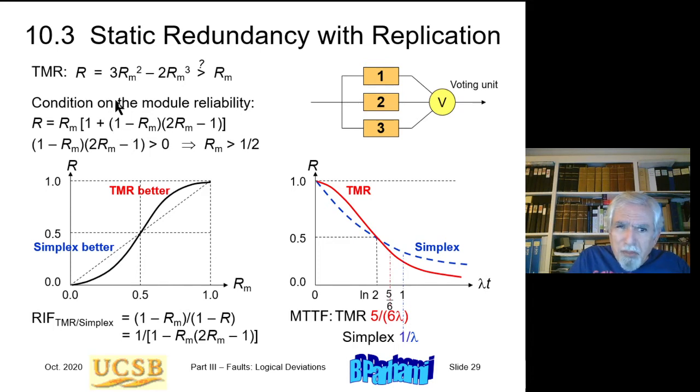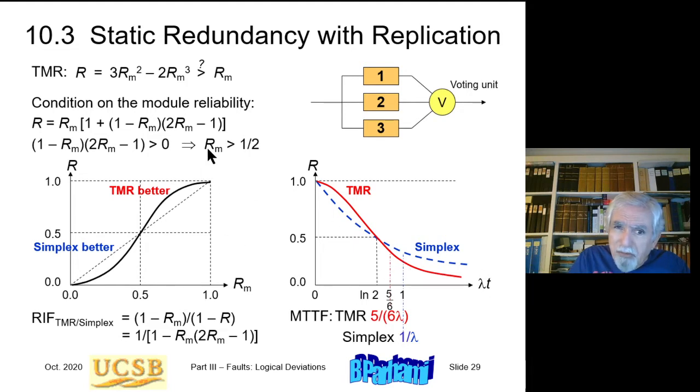And this is just some algebraic manipulation. I've written this R in this form to emphasize the fact that R is Rm times this factor. And this factor is 1 plus something. Okay? So as long as this something is positive, then we have gained in reliability. Under what condition is this factor positive? 1 minus Rm is always positive. We don't worry about that. So when 2Rm minus 1 is positive, and that leads to Rm greater than 1/2.